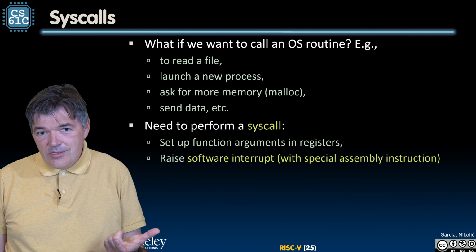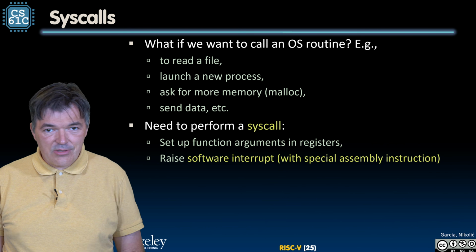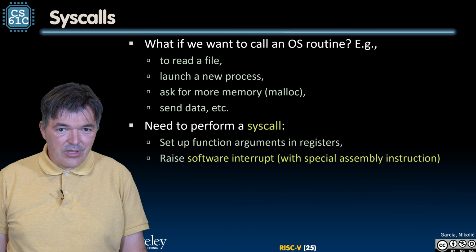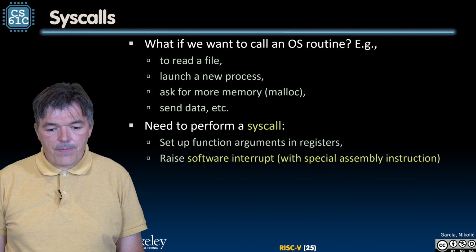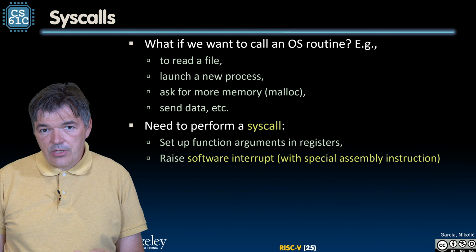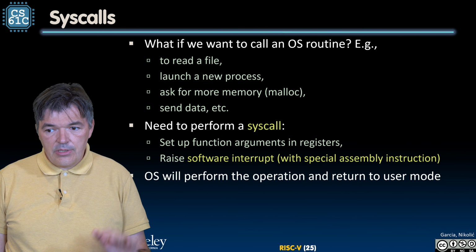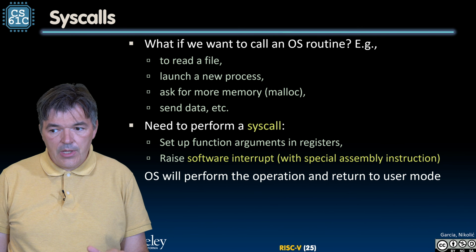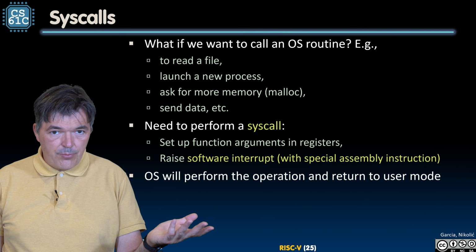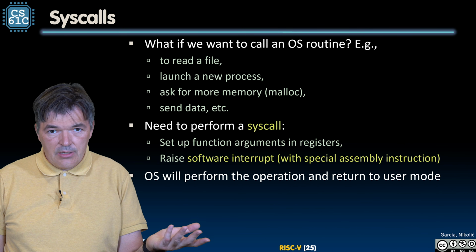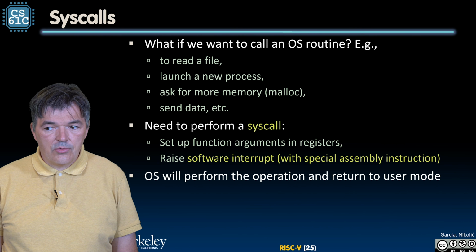The way we make a syscall, a system call, is by placing some arguments in the registers, generally where the information can be found, and then raising something that is called a software interrupt. There is a special instruction that does this interrupt. And at that point, the operating system takes over and performs the required operation, whether it's printing on a printer or sending a block of data via Wi-Fi, and then returns to user mode.